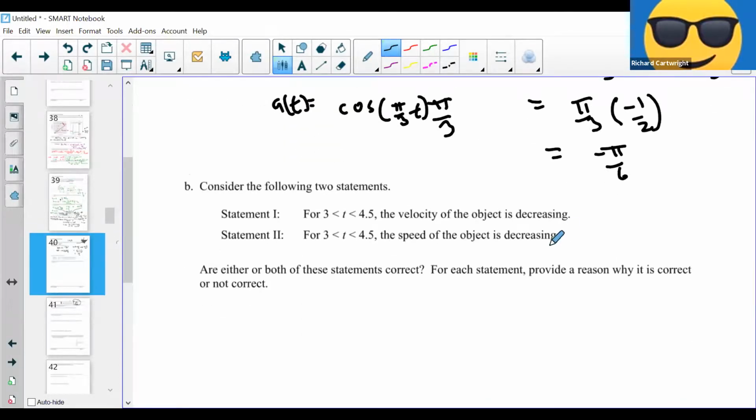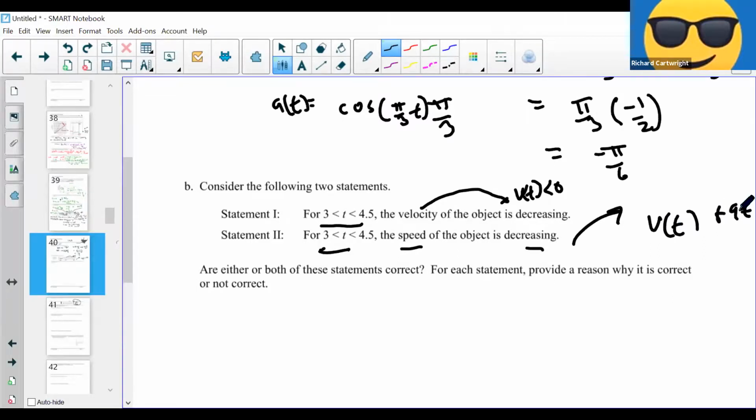B, consider the following two statements. We're going from 3 to 4.5. We know for a fact the velocity is going to be decreasing. That means v of t is going to be less than 0 between 3 and 4.5. We also know that the speed is decreasing on the same interval. Interesting. What does that tell you? Right now, without me doing any work, what does it tell you if the speed is decreasing? What does that imply? v of t and a of t had what?